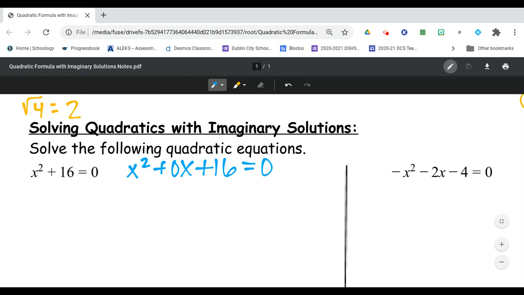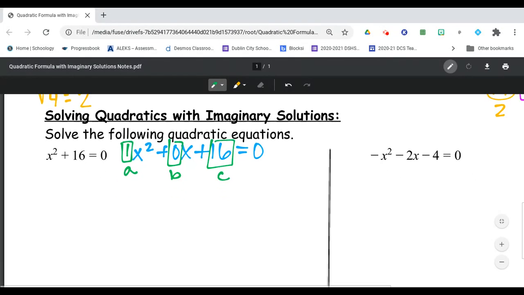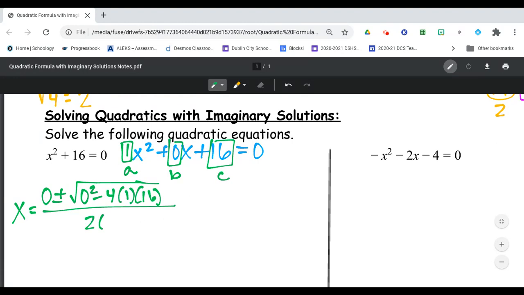Okay, and I could try to factor this. However, it is not factorable because there are no factors of 16 that are going to give me 0. 4 times 4 gives me 16, but those add to give me 8. Okay, so I'm going to plug into the quadratic formula where my a is 1, my b is 0, and my c is 16. I'm going to say x equals negative 0, which would just be 0, plus or minus the square root of 0 squared minus 4ac, all over 2a.